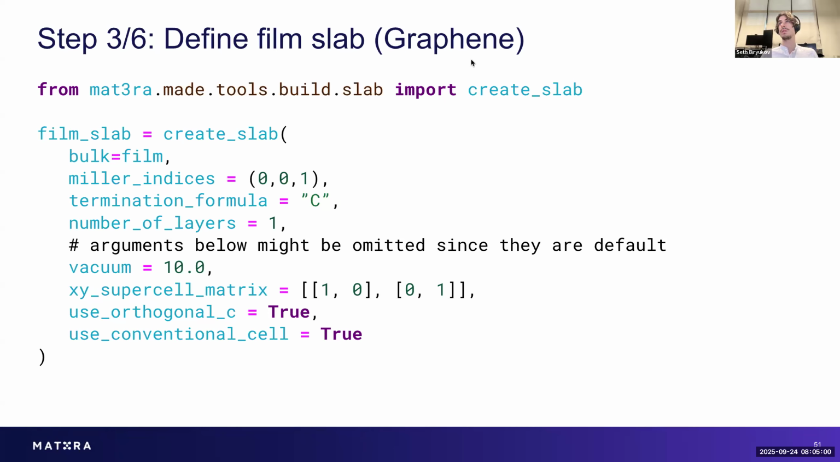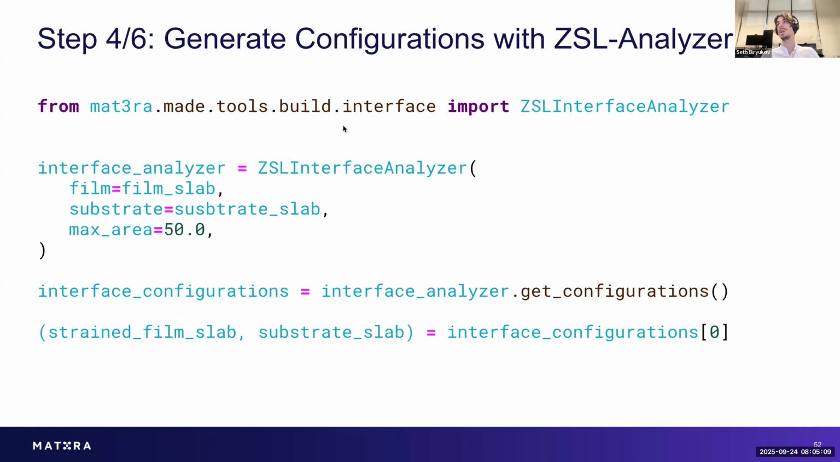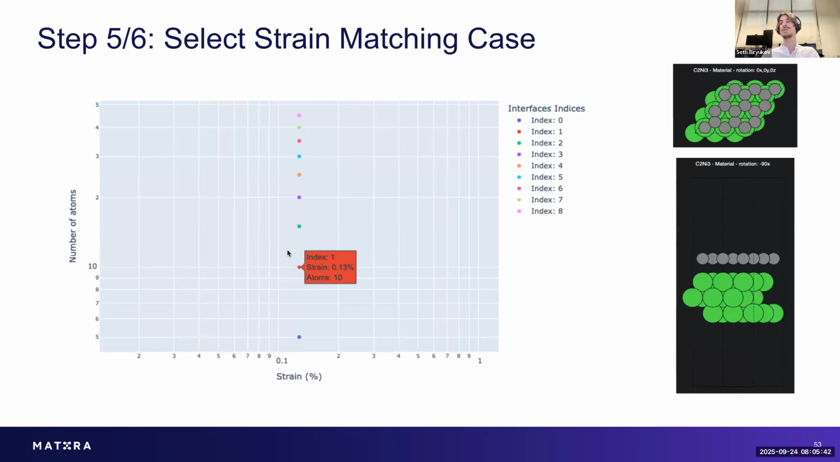We then define the graphene slab with a similar approach, and again, these are all default parameters. Next, we're going to import the ZSL interface analyzer, pass it the film and substrate slab, as well as the maximum search area and any other parameters for the search. Then we can get the interface configurations with get configurations. For example, we can get the lowest strain as the 0th one. So we rank them by lowest strain and then by lowest size. So the 0th is usually the lowest strain as well as the lowest possible size for that strain.